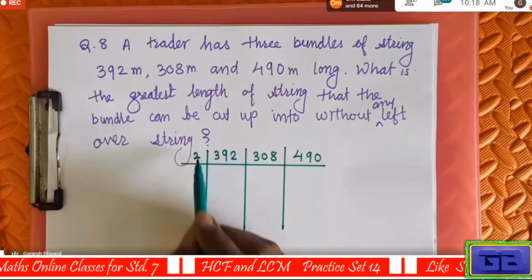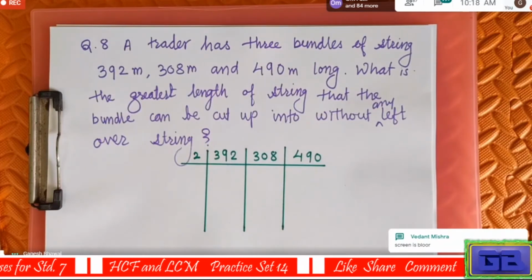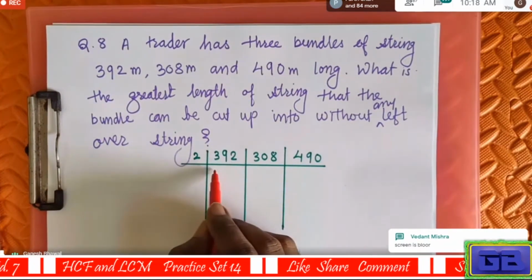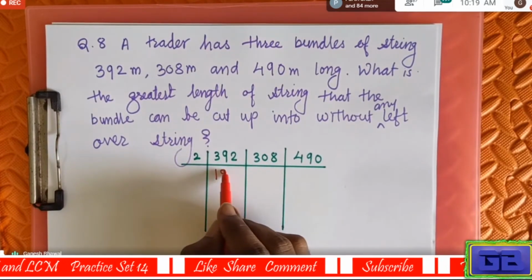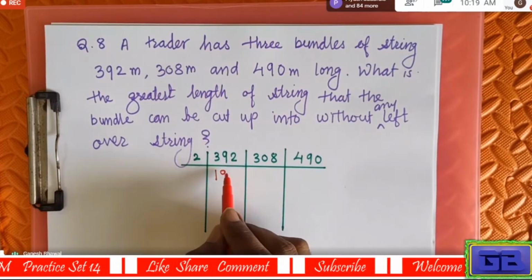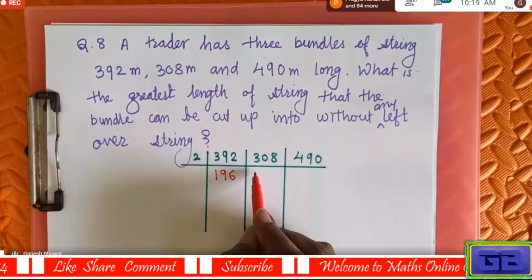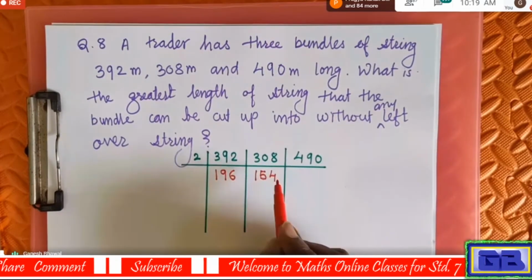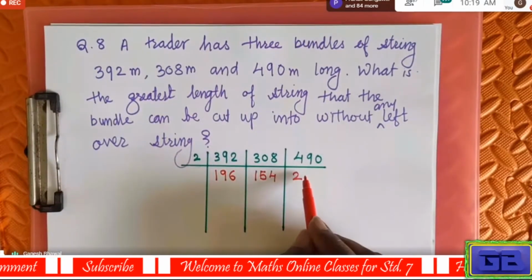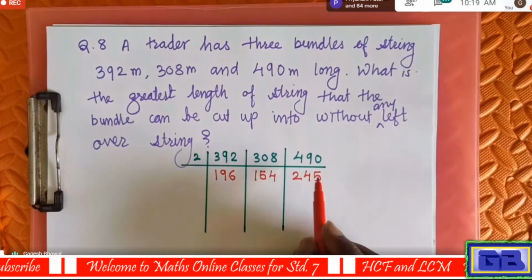So if I divide these 3 numbers by 2: 2 ones are 2, 19 will be there, 2 nines are 18, 12 will be there, 2 sixes are 12. Here again 2 ones are 2, 2 fives are 10, 2 fours are 8, 2 twos are 4, 2 fours are 8, 2 fives are 10.